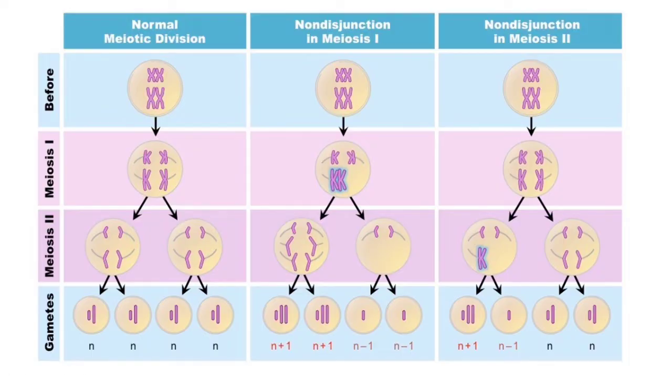So this is the non-disjunction. This is the homologous chromosomes failing to separate during anaphase 1, or non-disjunction in meiosis 2, anaphase 2, where the sister chromatids fail to separate. A normal meiotic division produces half the number of chromosomes, but non-disjunction will produce gametes with either more or fewer chromosomes.